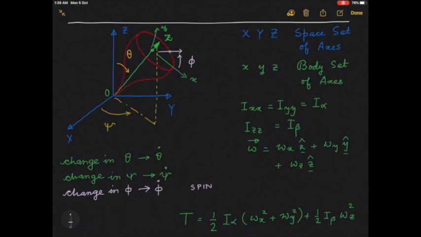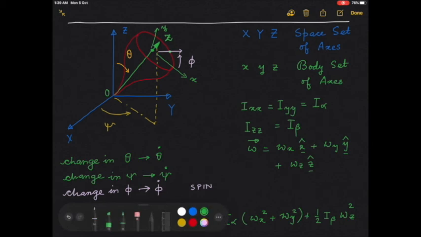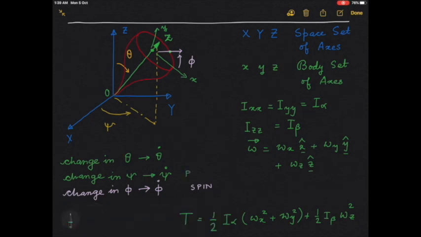Now this spin axis goes around the capital Z axis, the space capital Z axis, and that motion is given by psi. So that psi motion is called precession. Okay, change along theta is called rotation, change along psi is called precession, change in phi is the spin.